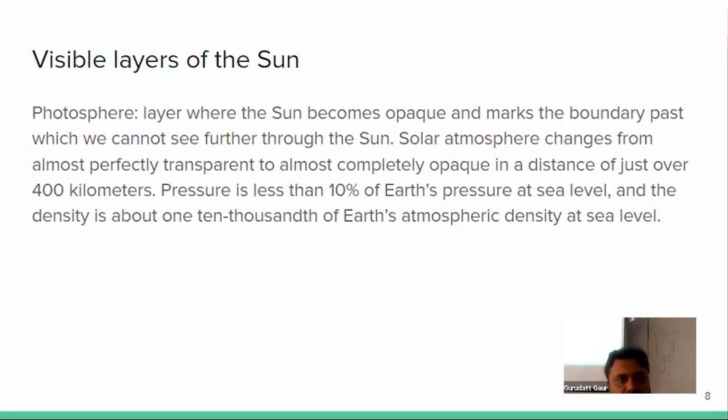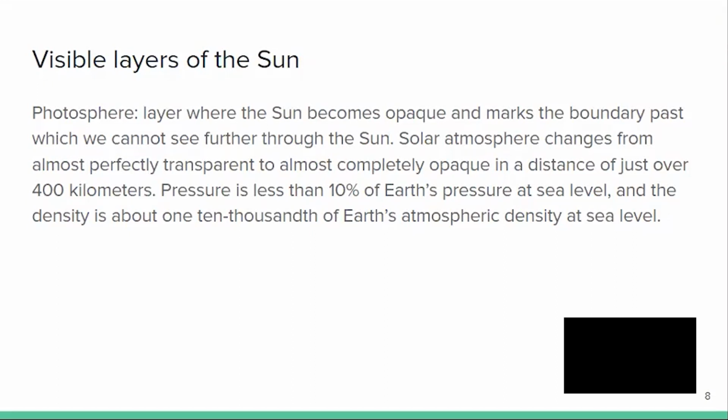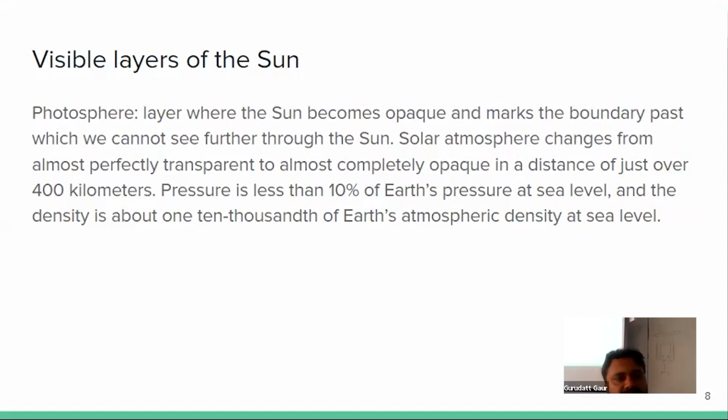So either the number density has to be very high. No, it is not opaque. After this, the sun becomes opaque. After the photosphere, the sun becomes opaque. So you can see all the layers, including the photosphere and above it, but you cannot see further than the photosphere, right?